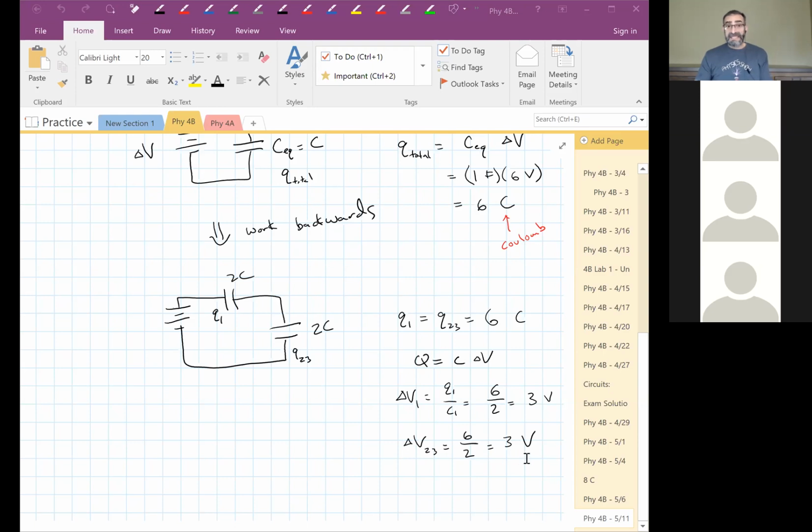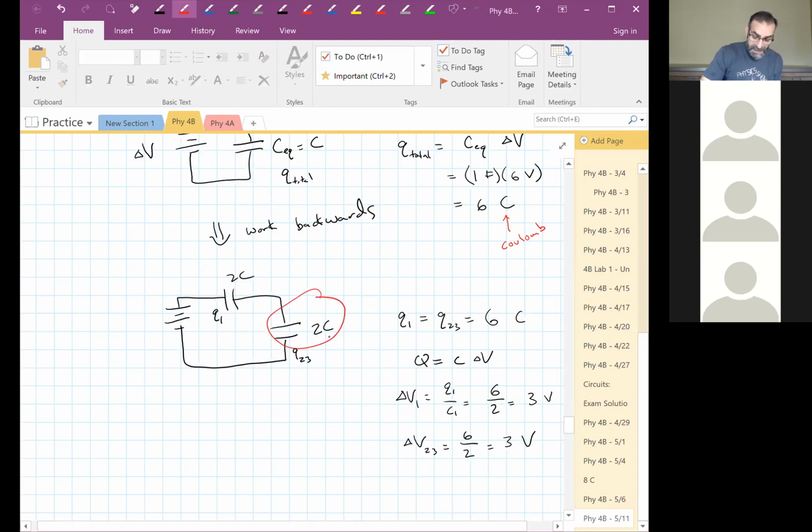If the capacitance values were different, if this was a 3C instead of a 2C, then the voltages would not be the same, and you'd have to do these calculations to figure out what the voltages are. In this case, it was straightforward because they were the same.